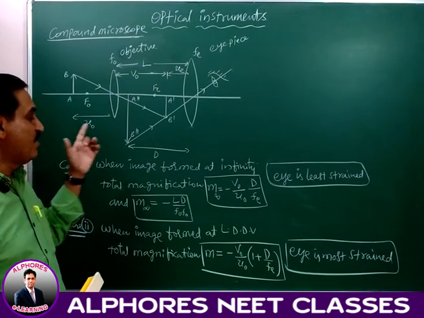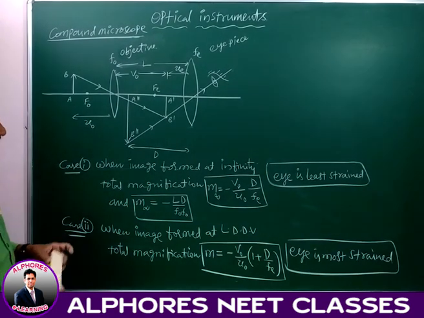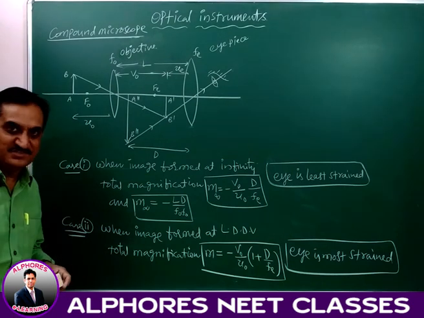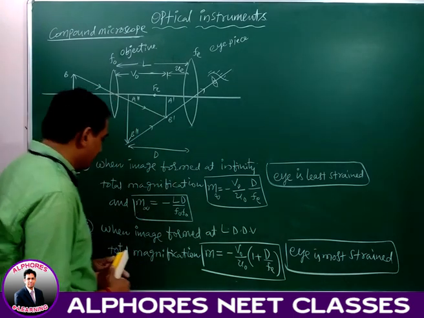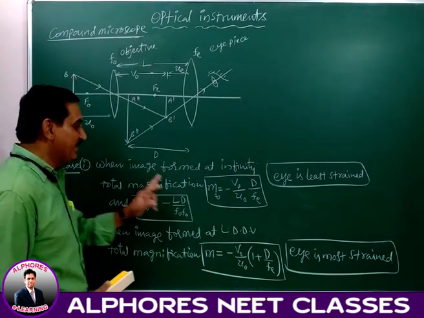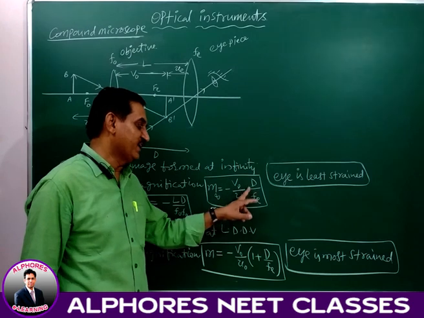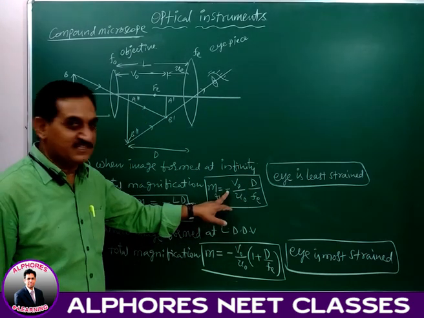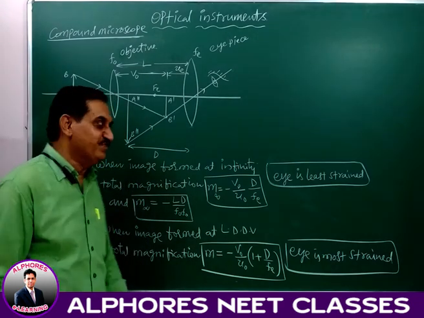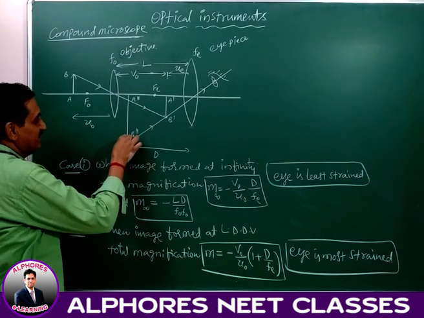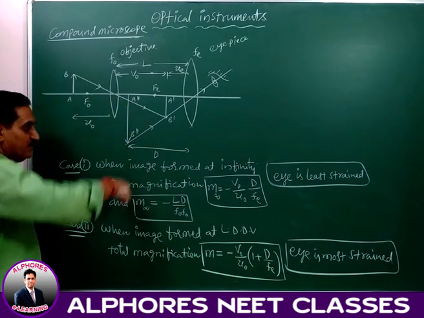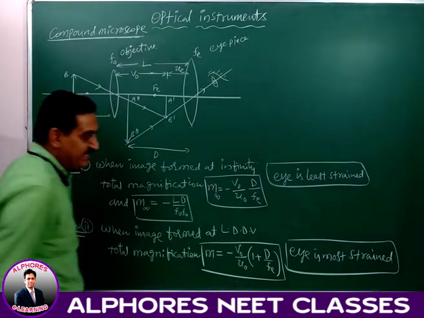In the compound microscope, the magnification is negative in both the cases. So what does negative magnification indicate? Case 1, when the image is formed at infinity, the total magnification is minus V naught by U naught into D by Fe. The magnification is negative because the final image is inverted compared to the object. This is the final image formed. This final image compared with the object is inverted. Therefore, its magnification is taken to be negative.